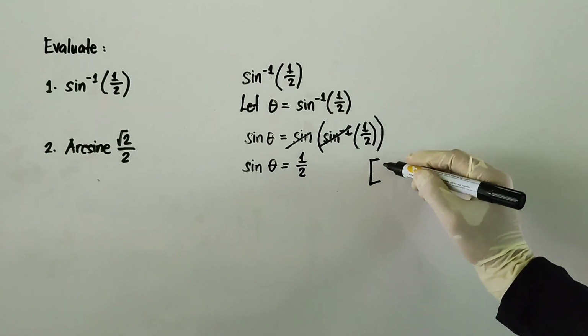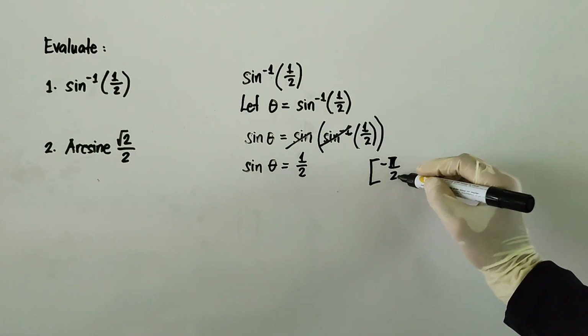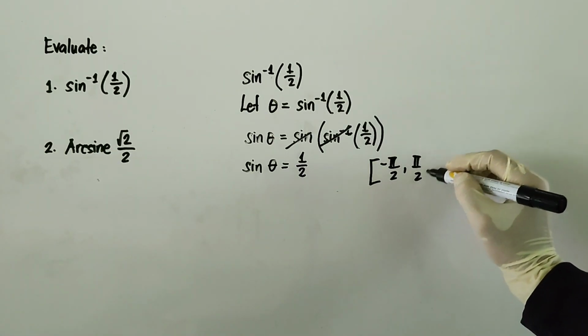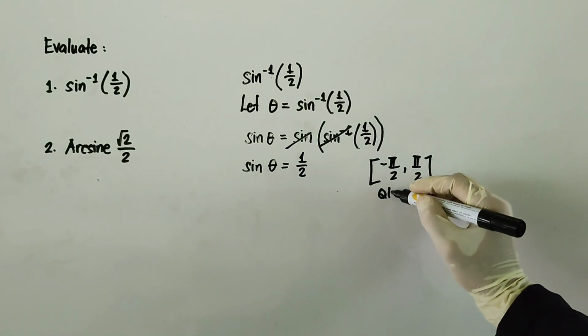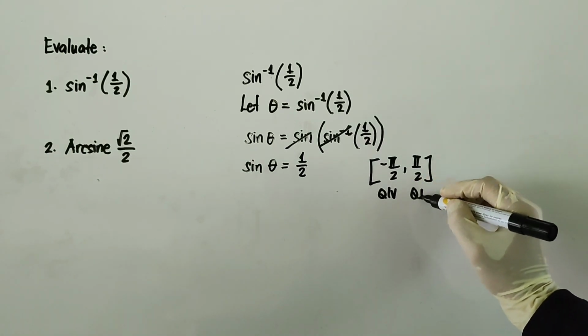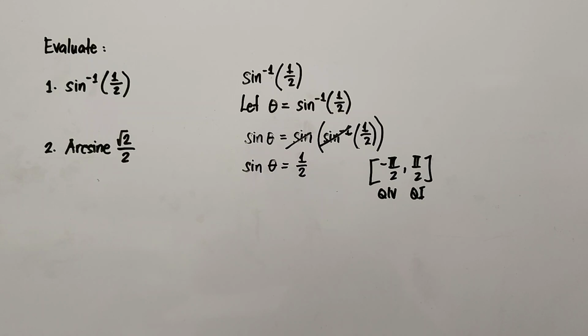The interval is from negative pi over 2 until pi over 2. And this is from quadrant 4 until quadrant 1. Recall the quadrants: in quadrant 1, all functions are positive. In quadrant 2, only the sine and its inverse are positive. In quadrant 3, the tangent and its inverse are positive. And in quadrant 4, only the cosine and its inverse are positive.